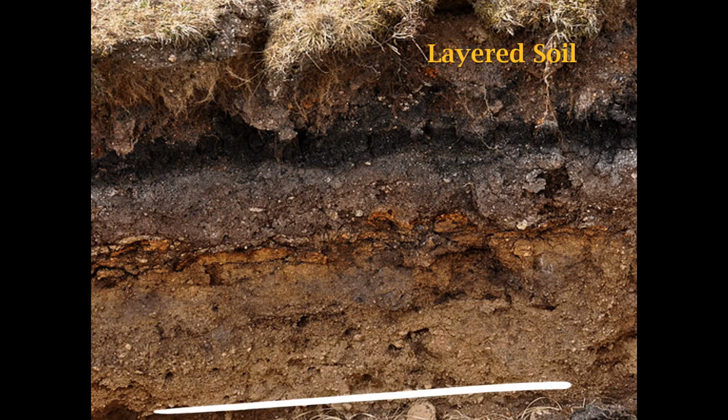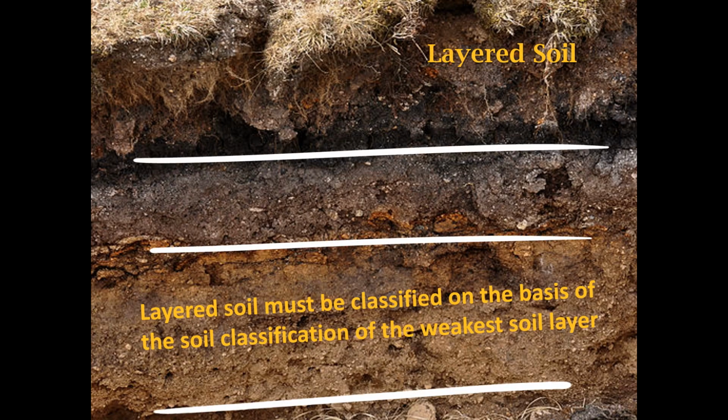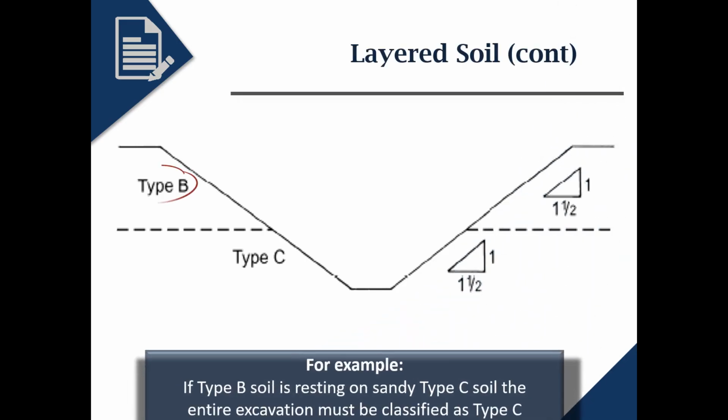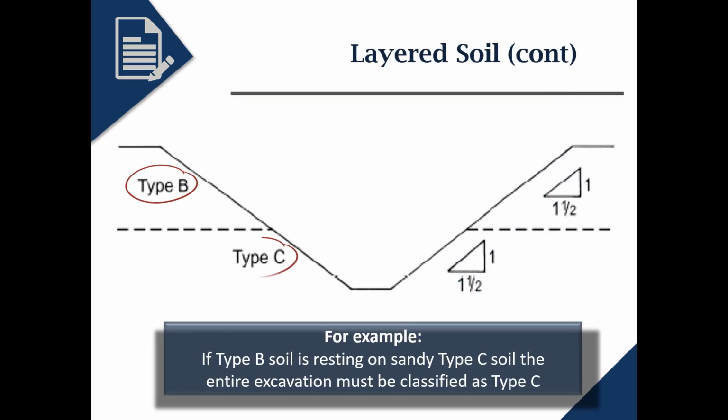Soils are configured in layers. The soil must be classified based on the soil classification of the weakest soil layer. For example, if type B soil is resting on top of sandy type C soil, the entire excavation must be classified as type C.